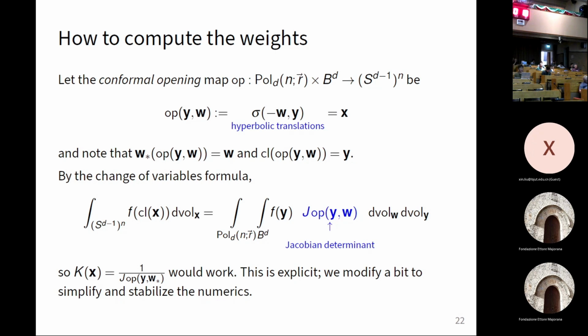Okay, so we explicitly compute this and then we modify it a little bit because it turns out that you don't really want to take samples where the conformal barycenter is very, very close to the boundary sphere. Those might not obey the Newton-Kantorovich conditions, and even computing the weights could get numerically unstable. So we make some modifications to the Jacobian in order to make it more stably computable.